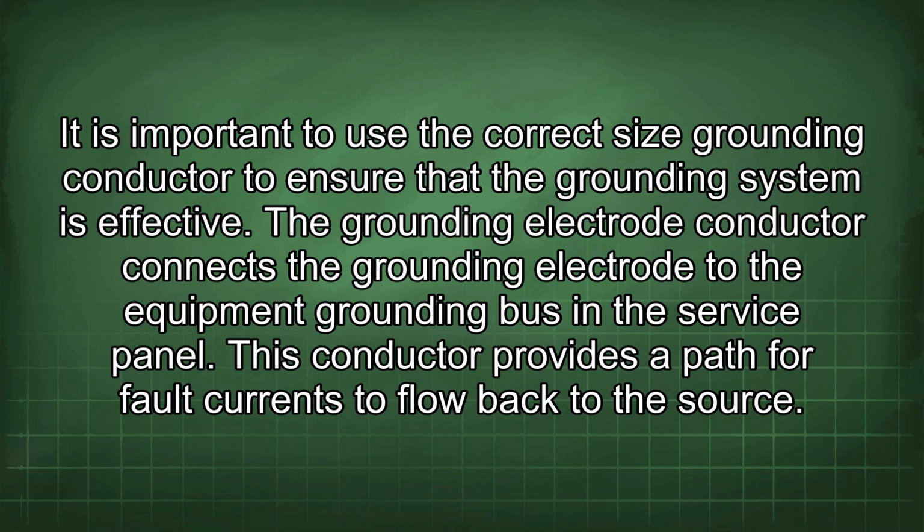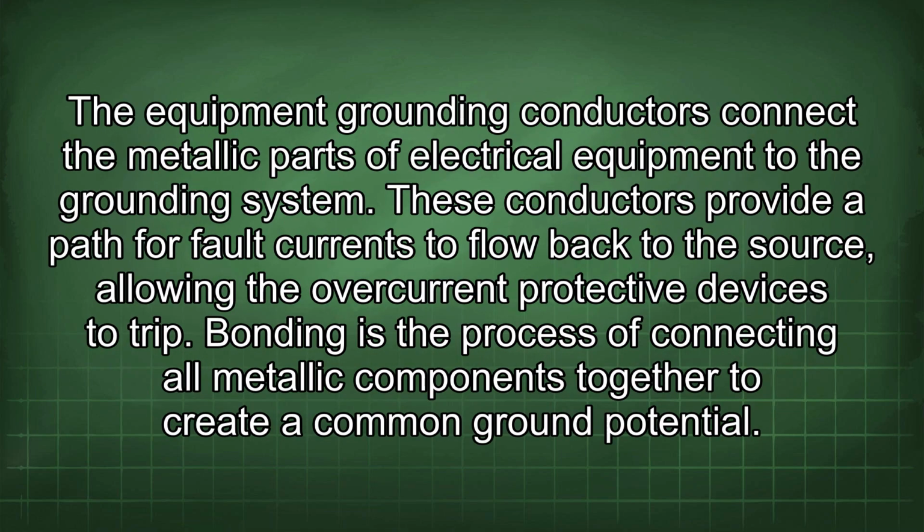This conductor provides a path for fault currents to flow back to the source. The equipment grounding conductors connect the metallic parts of electrical equipment to the grounding system. These conductors provide a path for fault currents to flow back to the source, allowing the overcurrent protective devices to trip. Bonding is the process of connecting all metallic components together to create a common ground potential.